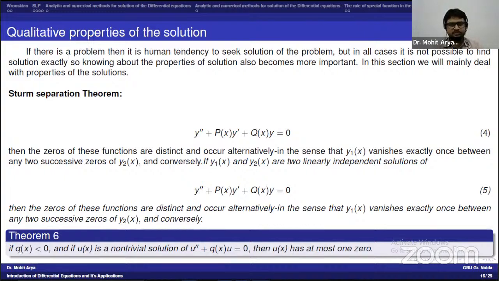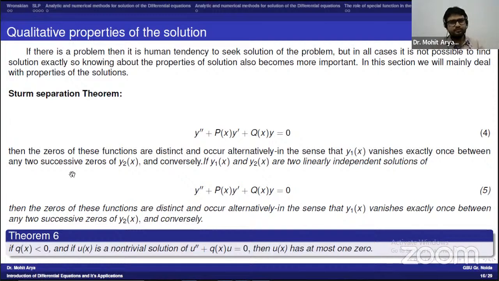Qualitative properties of the solution. If there is a problem, then it is human tendency to seek a solution of the problem, but in many cases it is not possible to find the solution exactly, so knowing about the properties of the solution also becomes important. In this section, we will mainly deal with properties of the solution.